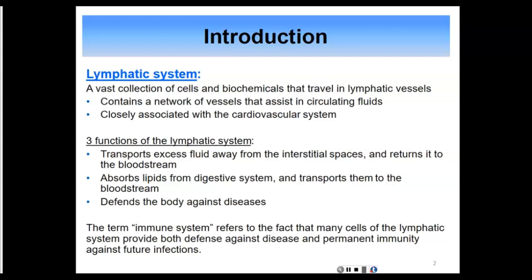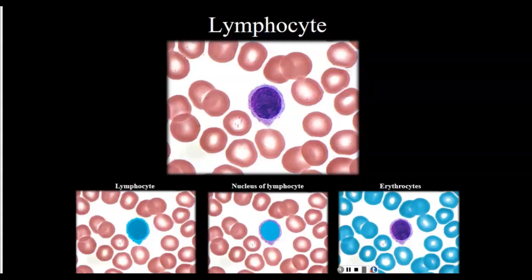The term immune system refers to the fact that many of the cells in the lymphatic system provide defense against disease and permanent injury, or immunity against future infections. The cells, again, are going to be white blood cells or lymphocytes.